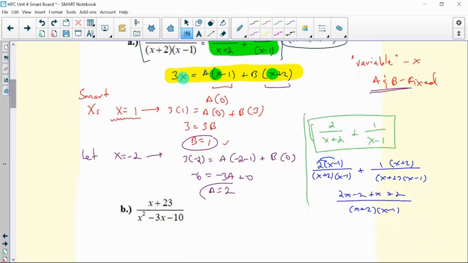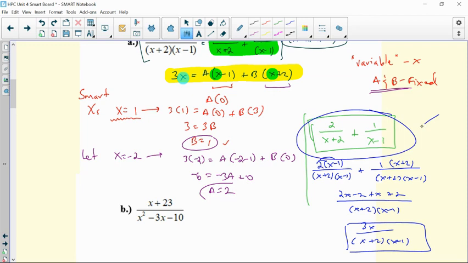And then you can see 2x plus x is 3x. The 2's cancel, and you have x plus 2 times x minus 1. So we did get exactly what we started with. We broke this down into its partial fractions. But the partial fractions, that's what I'm after. I'm trying to break them down into its smaller components.